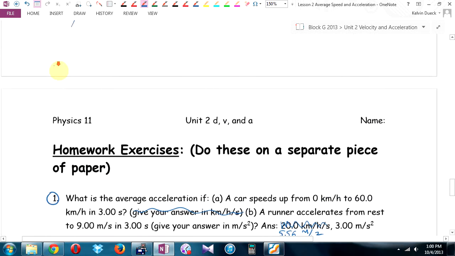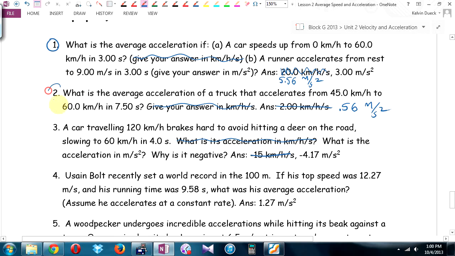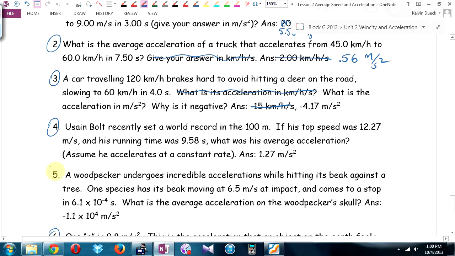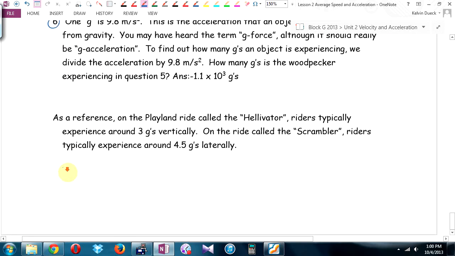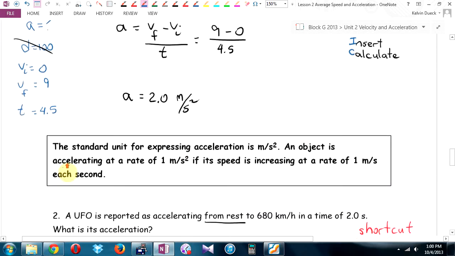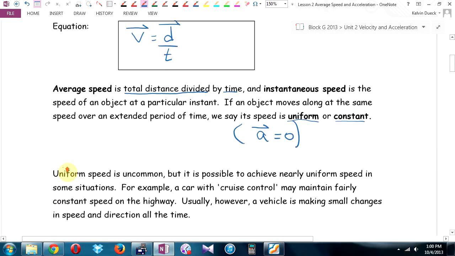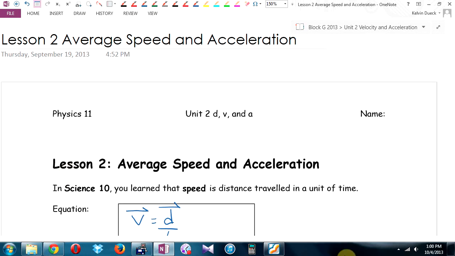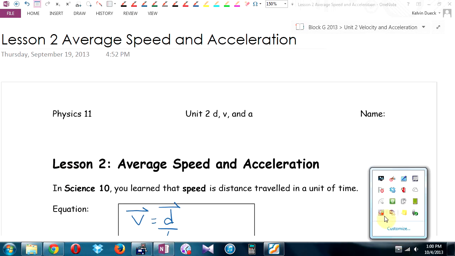Anyways, your homework is 1, 2, 3, 4, 5, and 6. On a separate piece of paper, please. If you're looking for a heading, you can call it Lesson 2, average speed and acceleration. You got 15 minutes, 6 questions, lots of time.